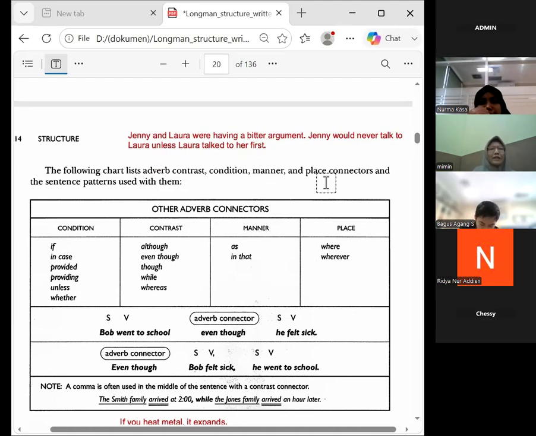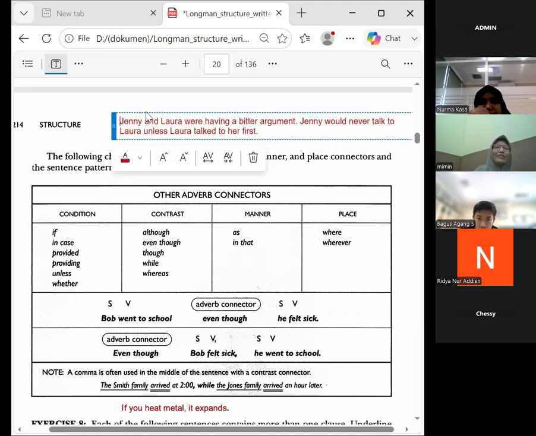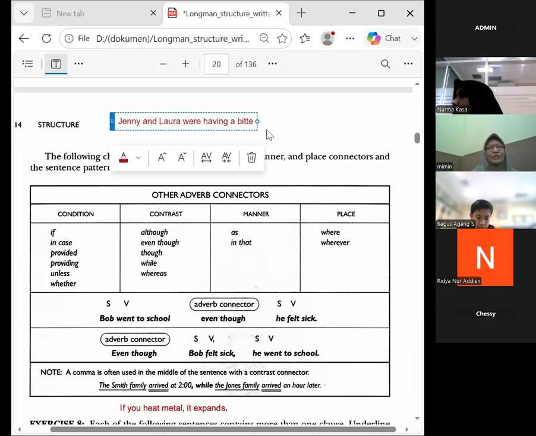And when do you use although, even though, while, and whereas? Whereas, how do you say whereas in bahasa? Okay, let me just use this example. Jenny and Laura are twins, but they have different personalities.